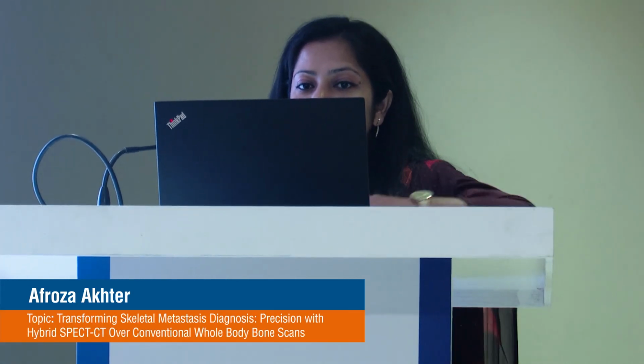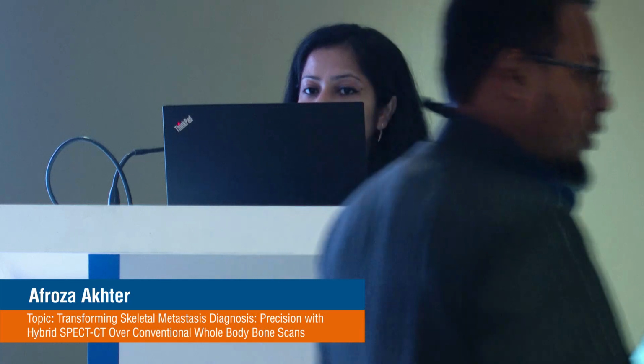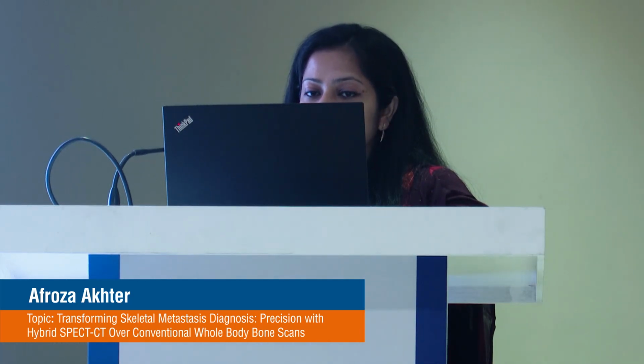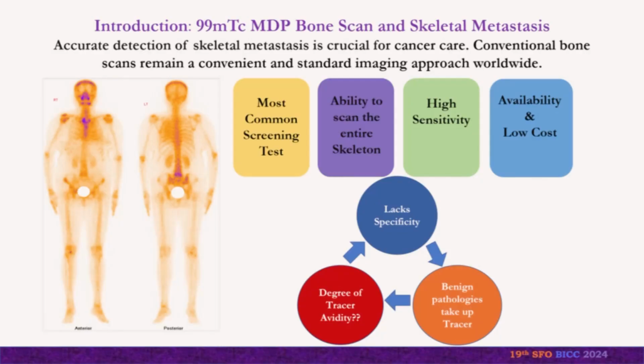My topic is transforming skeletal metastasis diagnosis, precision with hybrid SPECT-CT over conventional whole body bone scan. We know that accurate detection of skeletal metastasis is crucial for cancer care. Conventional bone scan remains a convenient and standard imaging approach worldwide because it is the most common screening test. It has the ability to scan the entire skeleton, and also high sensitivity and, of course, availability and low cost. However, there is lack of specificity because all that hot uptake are not metastases.